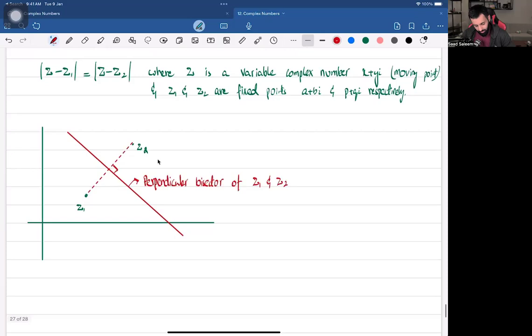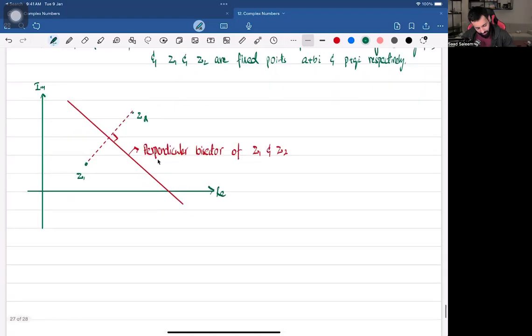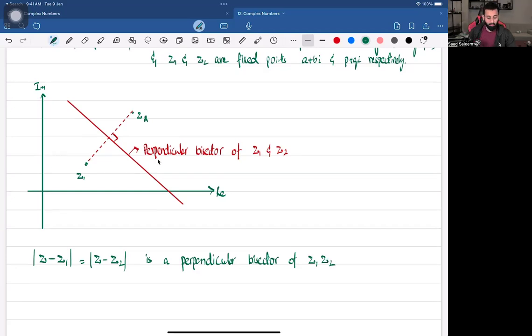Now let's formalize things by writing them down. Let's make some standard rules for ourselves. If you have modulus of z minus z1 equal to modulus of z minus z2, what does this mean? This is a perpendicular bisector of z1, z2. Why? Because you want a collection of points which is equidistant from z1 and z2.